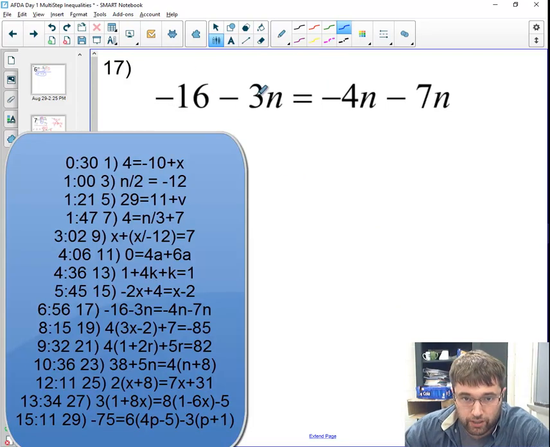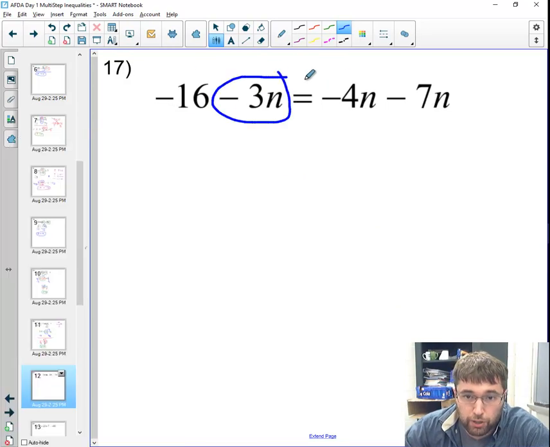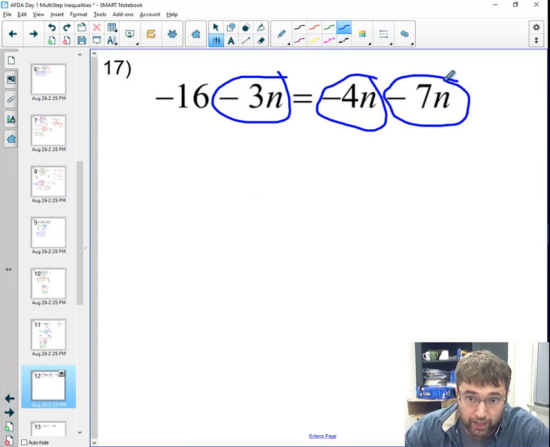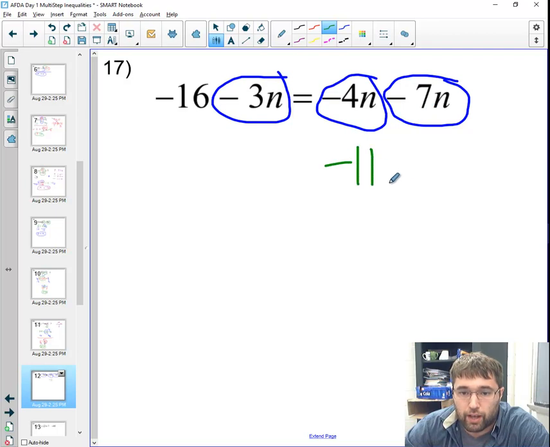Problem number 17. So we circle the variables, take care of the haters, but before we take care of the haters, we realize we have circles on both sides and 2 on one side. So the first thing we want to do is combine the 2 on the one side. So we have negative 4 and negative 7. So negative 4 minus 7 is negative 11n. We bring down the rest.